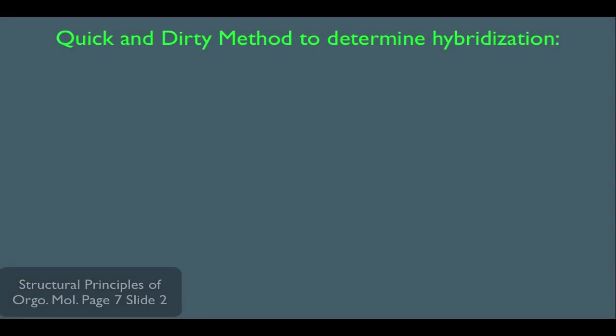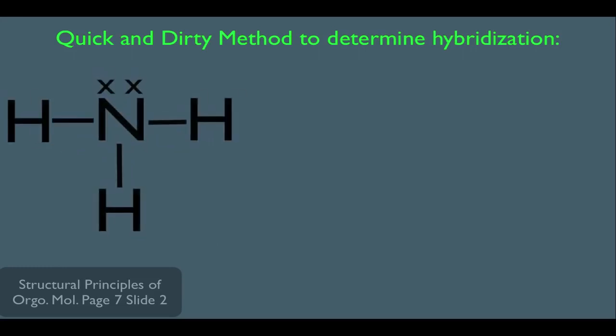In this online lecture, we're going to talk about the quick and dirty method to determine hybridization and what this helps us do and understand. So let me show you how this works. Let's say you take this molecule right here, ammonia, and let's say we want to understand this molecule at an orbital level. The first thing we would want to do then is to figure out the hybridization of the central nitrogen. And here's how the quick and dirty method works.